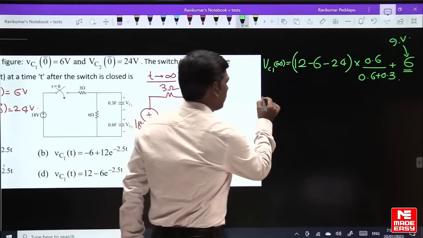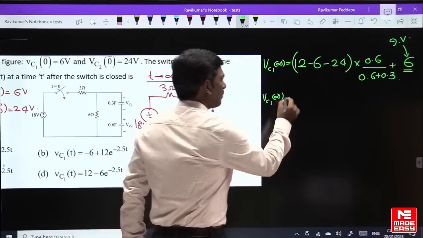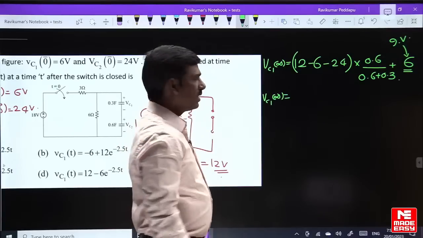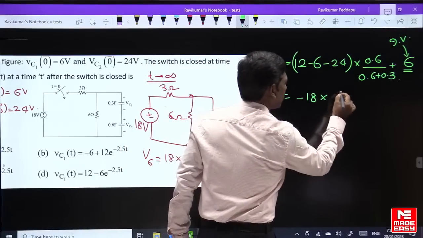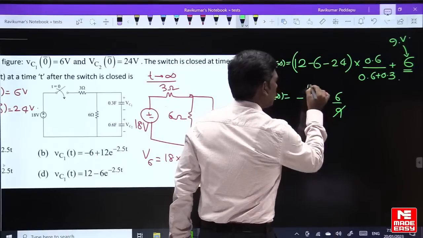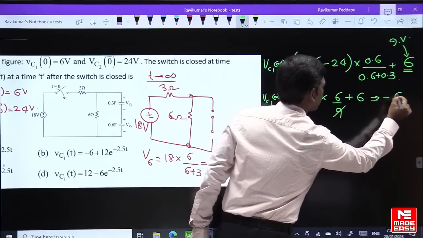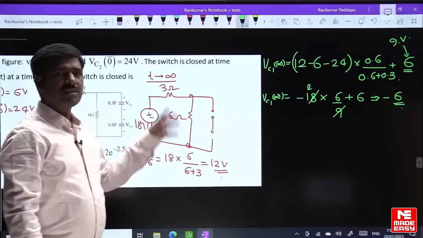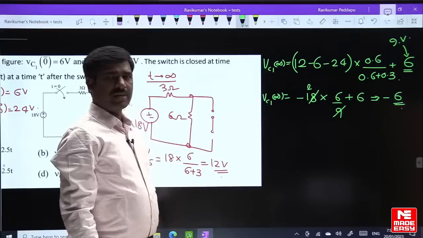So how much is this value? Vc1 of infinity is equal to 12 minus 30, that is minus 18, into 6 by 9, which is minus 12, plus 6. This value is minus 6, which is the final value. If you are not satisfied with this procedure, you have to use the Laplace transform technique.